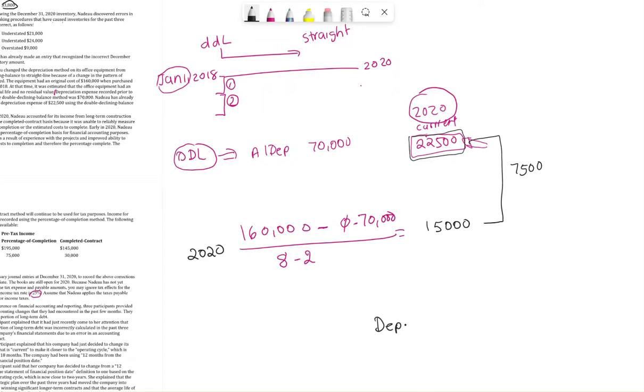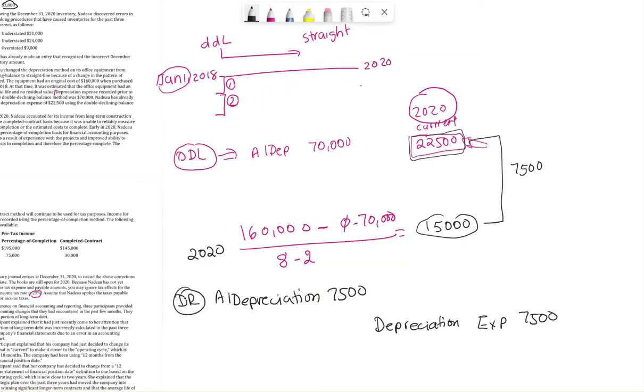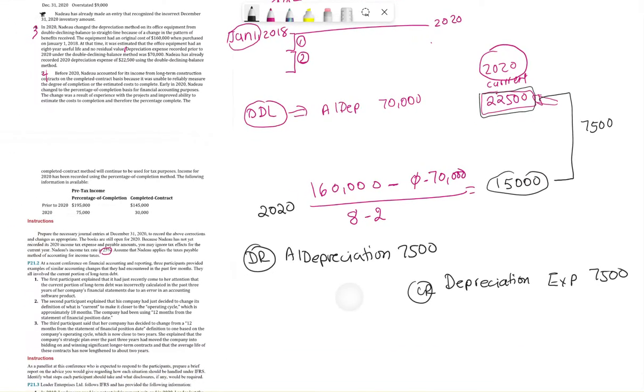If we take it out, we have to credit the depreciation expense. So we credit the depreciation expense of 7,500 and debit the accumulated depreciation for the same amount, 7,500. As soon as we post the entry, our depreciation will be 15,000, and that's what we needed. So accumulated depreciation is the debit and depreciation expense is the credit. That was the entry for number 3.